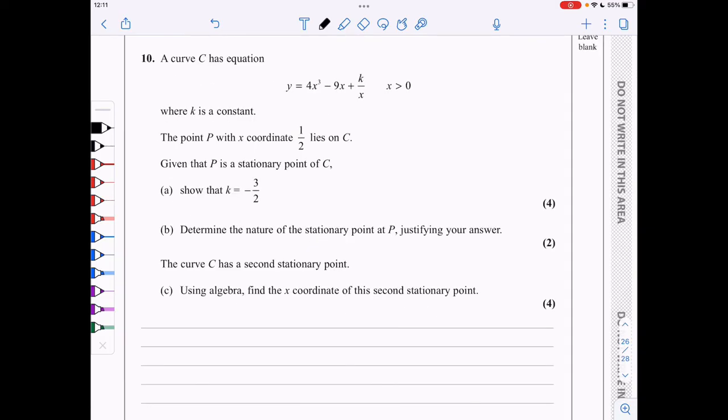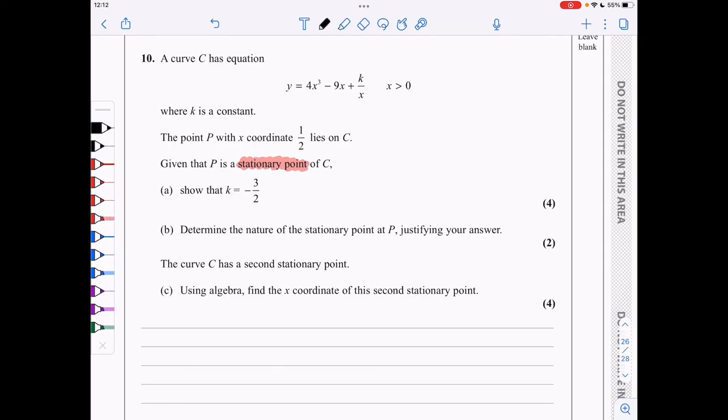Question 10, we've got a curve with this equation. The point P with x coordinate a half lies on C. We are being told that P is a stationary point. This means that dy dx is 0. We need to show that k is negative 3 over 2.